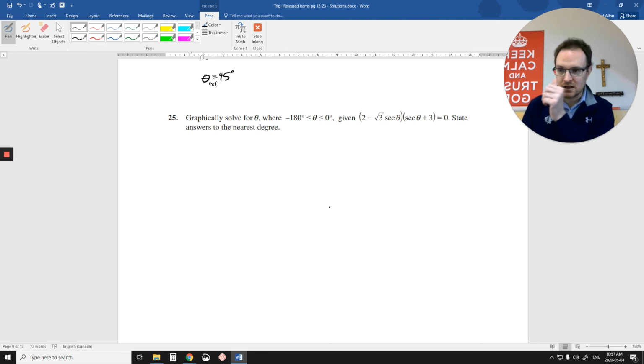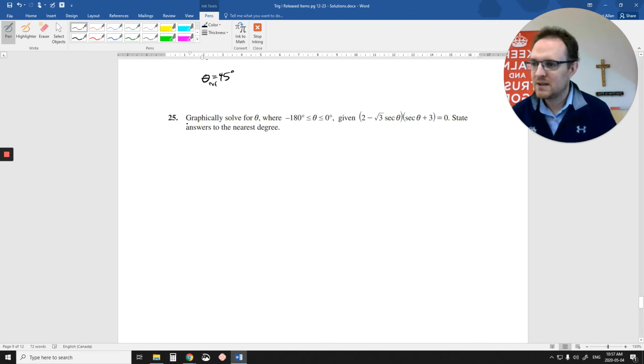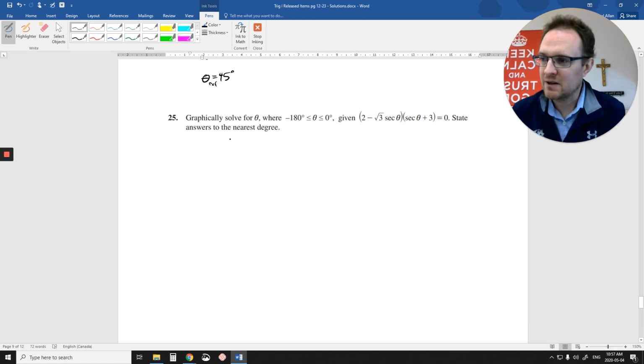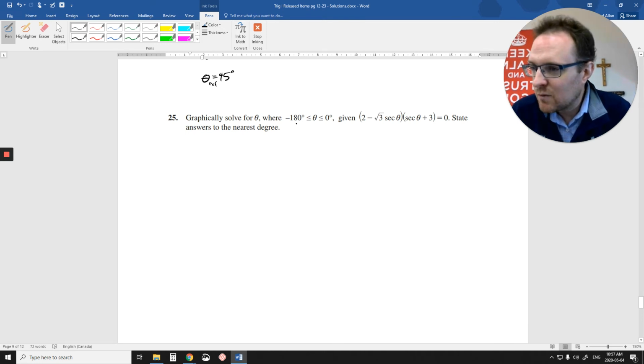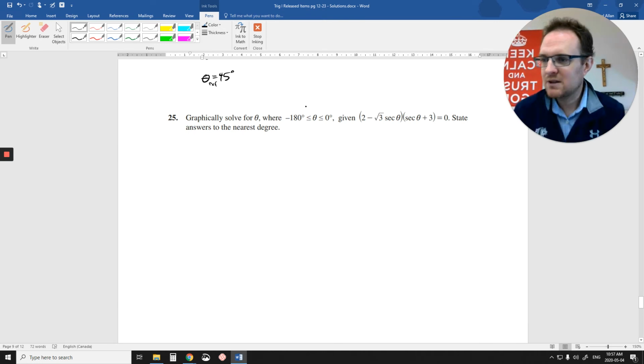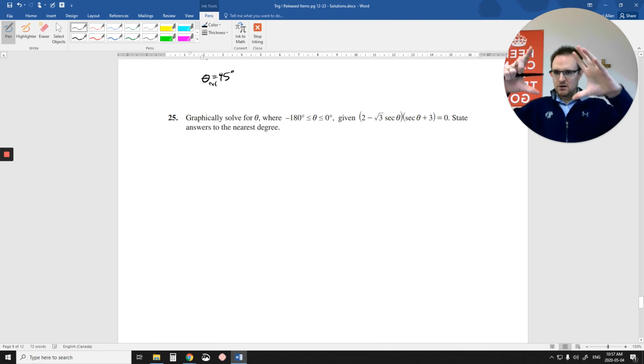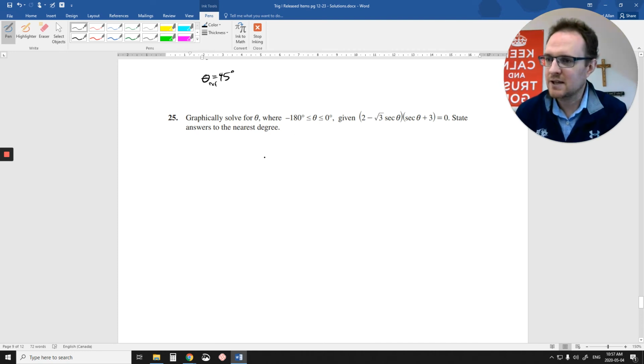It's very legit to solve this algebraically. It would probably be almost just as easy to do that. So I'm going to solve this algebraically, and then I'm going to verify it graphically, see if it works. I want it from 0 to negative 180. Those are my limits, but I'm going to solve in the first circle and then deal with coterminal angles later.